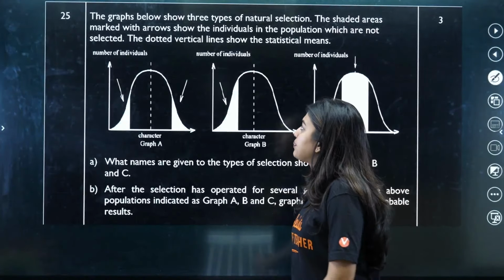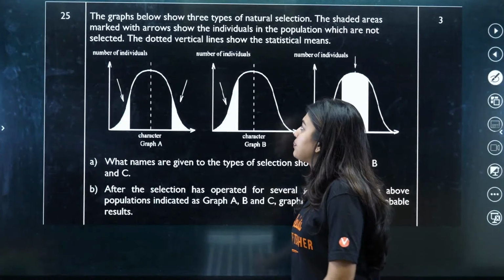This is, you have disruptive and directional. So this will be directional. Only one of them is selected. Maybe the medium fishes are selected; small and large are not selected. Here, students, if you see, both the sides, that means two types are selected, both in equal numbers. This is the disruptive. Here maybe the small and the large fishes are selected, the medium ones are not selected. So here the small one is out.